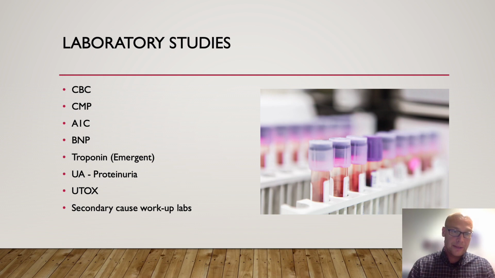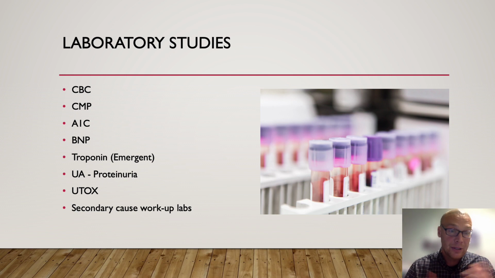Then there's laboratory studies. Some of these are more in the emergent setting, but in the general setting: CBC, CMP, A1C, BNP, troponin if you're in the ER, if the patient's having cardiac issues or suspected. UA, you're looking for protein. UTOX, my area, because it's very prevalent for methamphetamines up in this area, which can be a cause of elevations in their blood pressure. It's really important to get something like that. Cocaine will do it. Those also cause chest pain, which is why a good troponin is also good with that.